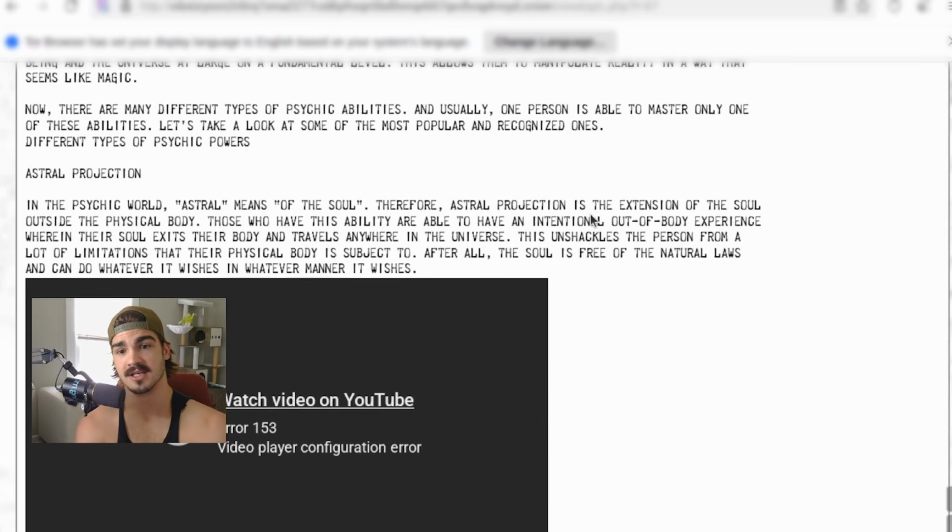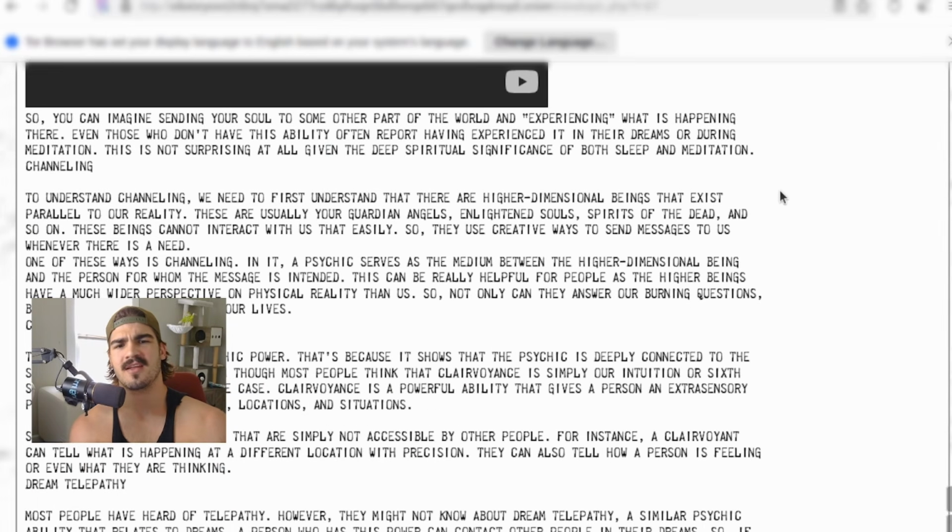I've heard of astral projection before. Honestly, I think it's real. So you can imagine sending your soul to some other part of the world and experiencing what is happening there. Even those who don't have this ability often report having experienced it in their dreams or during meditation.